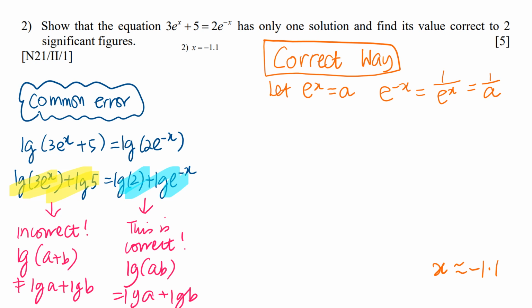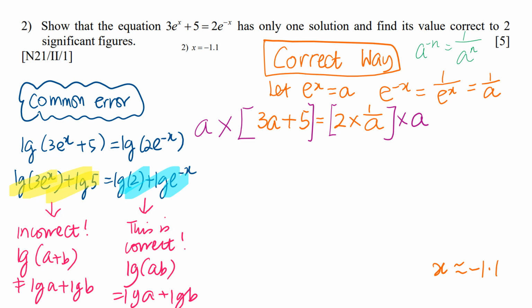And e to the power of negative x is equals to 1 over e to the power of x. If you were to recall this particular rule that you have learned in the chapter of indices. So therefore, e to the power of negative x is 1 over e to the power of x. And since you have let e to the power of x equals to a, that gives you 1 over a. So if you rewrite the equation, you end up getting 3a plus 5 equals to 2 times 1 over a. And we're going to multiply both sides with a.